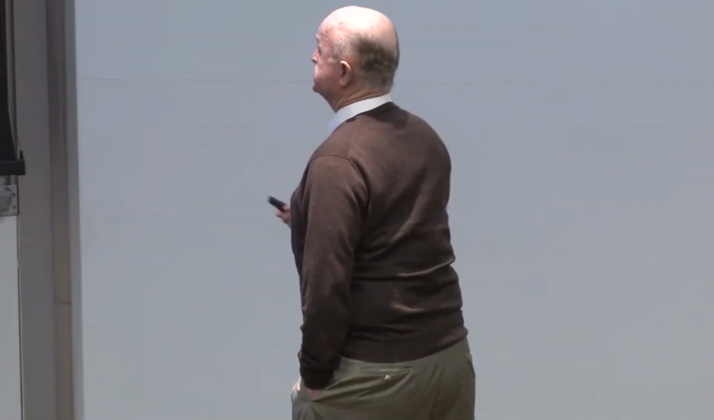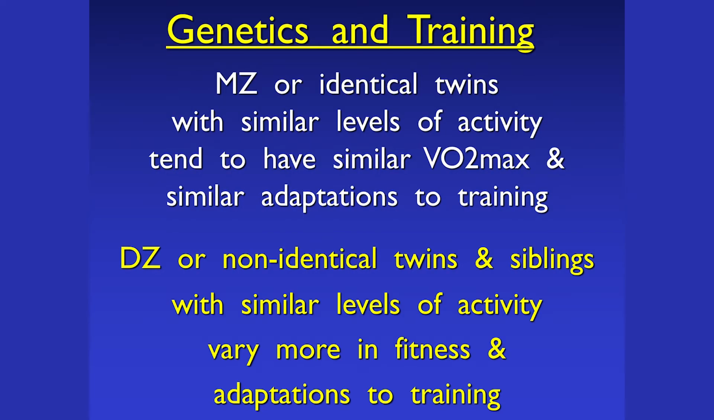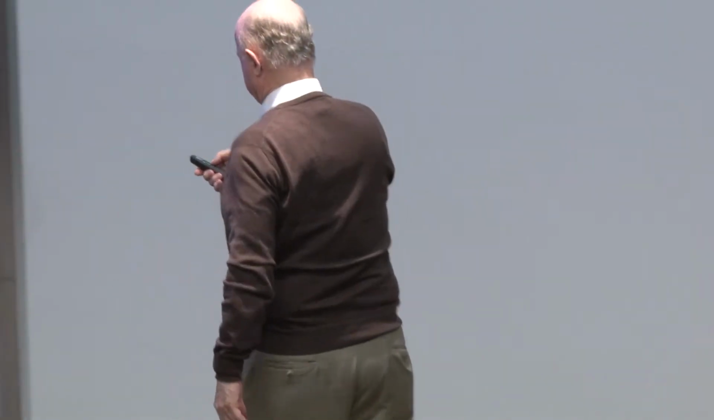So what about genetics and training? Well, if you take identical twins and you train them, they tend to start at the same place. Remember where you are now, that genetic effect? They start at the same place and they respond in a similar manner. But if you take non-identical twins, they'll be different where they start, and they'll be different in how they respond. So that tells you if they start the same and end the same, there's a genetic influence. But that's only for people who have the same genetic background. For those who have a similar background, it's not. So the non-identical twins will vary much more in their fitness and how they adapt to training.